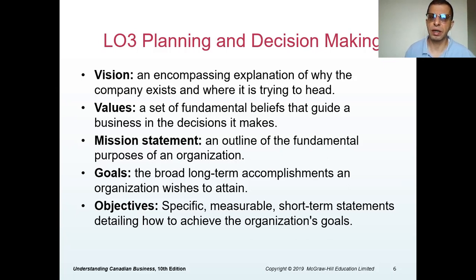So the vision is an encompassing explanation of why the company exists and where it's trying to head. Then there is a value, which is a set of fundamental beliefs that guide the business in decision making. And then mission statements, so we want to be the best or the cheapest or fastest, which is an outline of the fundamental purpose of an organization. And there is a goal, which is the broad, long-term accomplishment the organization wishes to attain, for example, being the leader of the market.